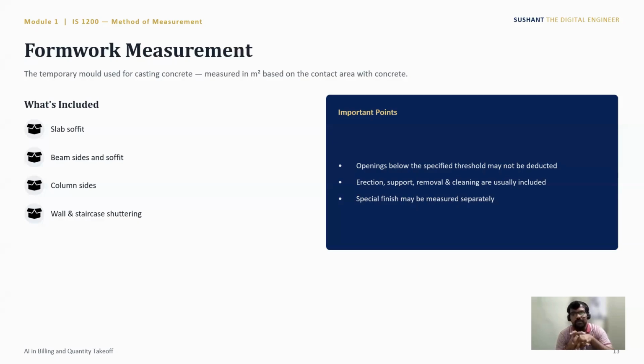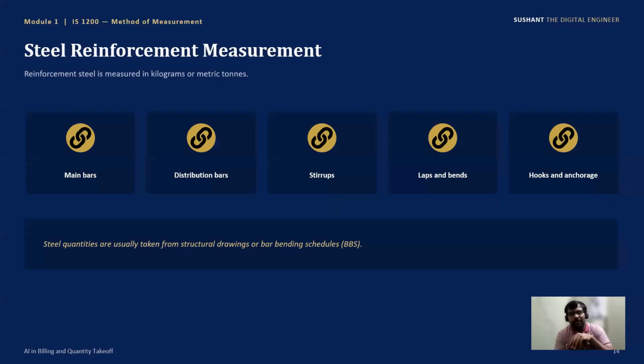Sometimes we need to apply special finishes to the formwork. We need to consider a special finish as a quantity to take into consideration in the BOQ, and it is measured in square meters. Steel reinforcement measurement consists of main bars, distribution bars, stirrups, laps, bends, hooks, and anchorage. This comes under steel reinforcement measurement. Reinforcement steel is measured in kilograms and metric tons.